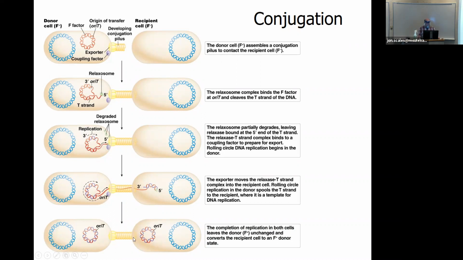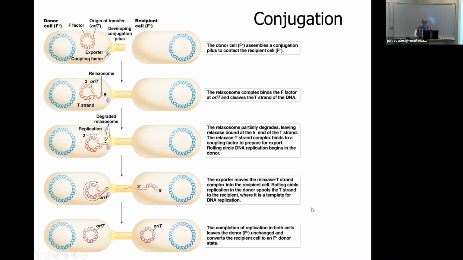And voila, now you have 2 cells that can both make pili, and this cell says, dude, I can make my own pilus. Get the hell off me. And they break apart. And that's conjugation. And it only sticks together for about 30 minutes. So this whole thing happens within a very short time frame, just about half an hour.